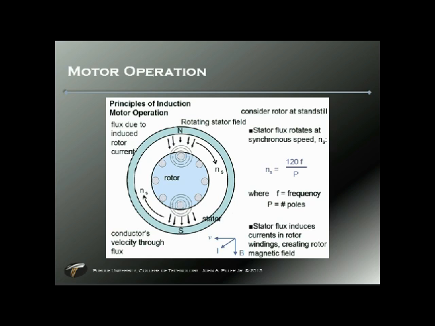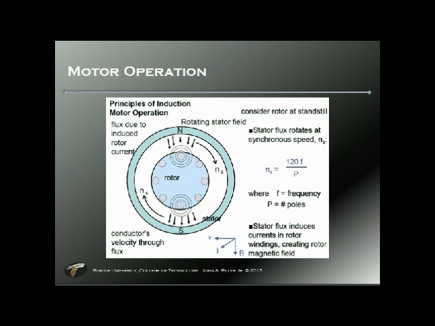That current then has a magnetic field itself, and the NS on this drawing is the speed of the rotating current of the stator. The rotor itself will have a different speed called the NR. So let's look at this. If we locked the rotor still, that's what this drawing is showing, the stator flux rotates at synchronous speed. That's NS equal to 120 times the frequency divided by poles.